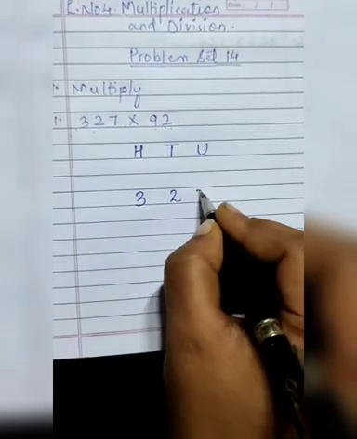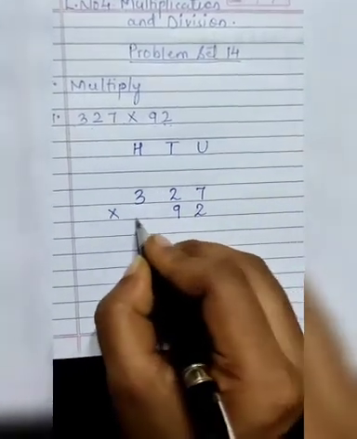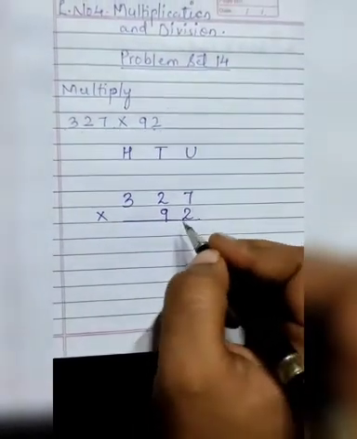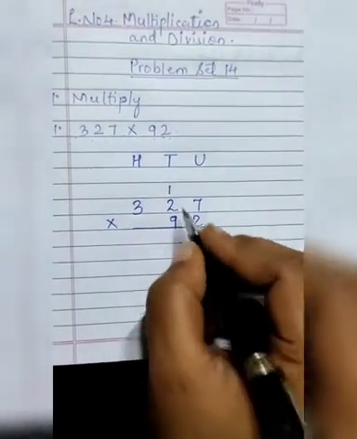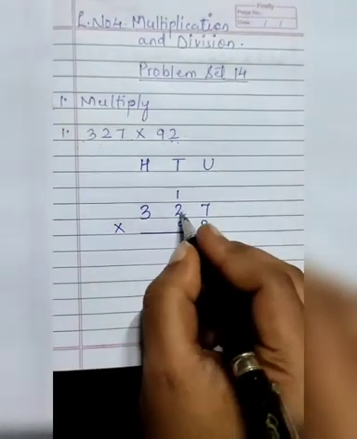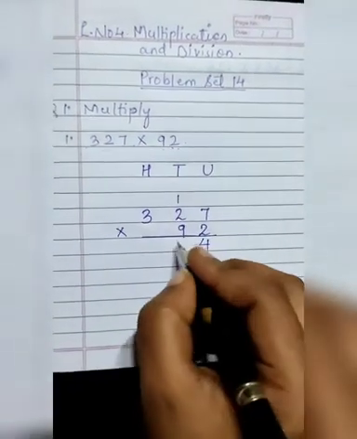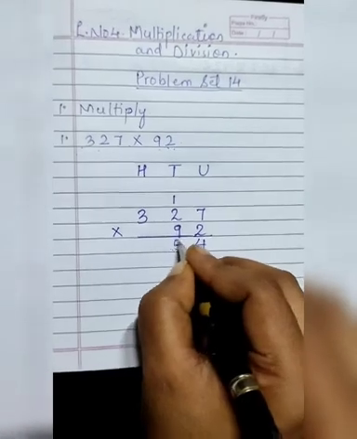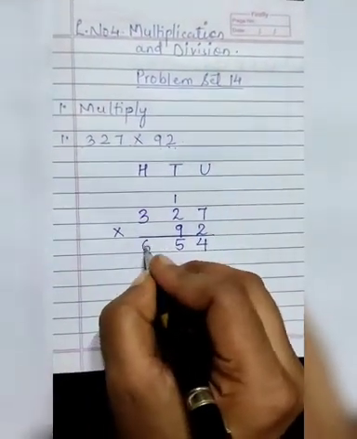327 multiplied by 92. Now 2 sevens are how much? 14. So 1 we will write up above 2 and 4 we will write down. Then 2 multiplied by 2 is 4, and 4 plus 1 will be 5. So we will write here 5. 2 multiplied by 3 is 6.